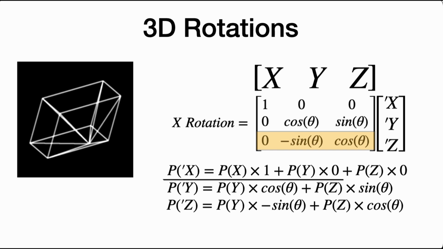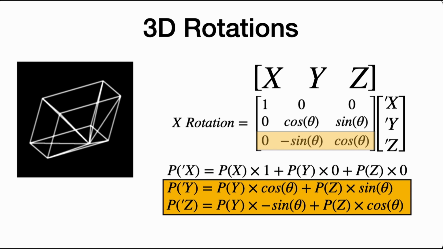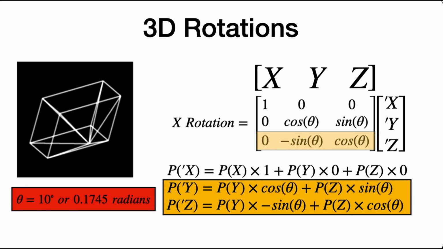So we only need to implement 2 equations, new Y and new Z. And to make the implementation even easier, I just hard code the value of theta. I've done that by making theta, or the rate of change, 10 degrees or 0.1745 radians. So finally, we can now implement rotations of these 3D objects.